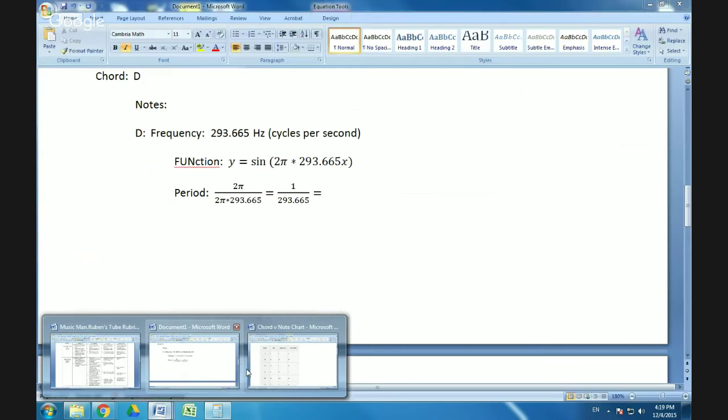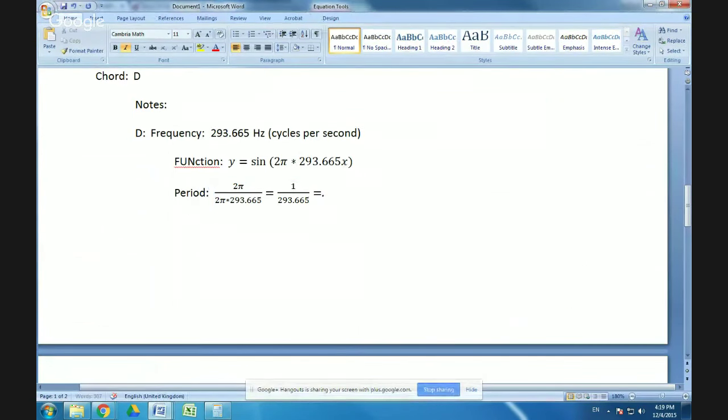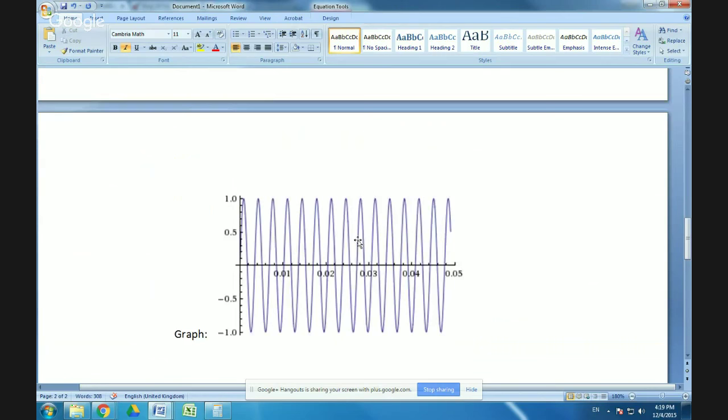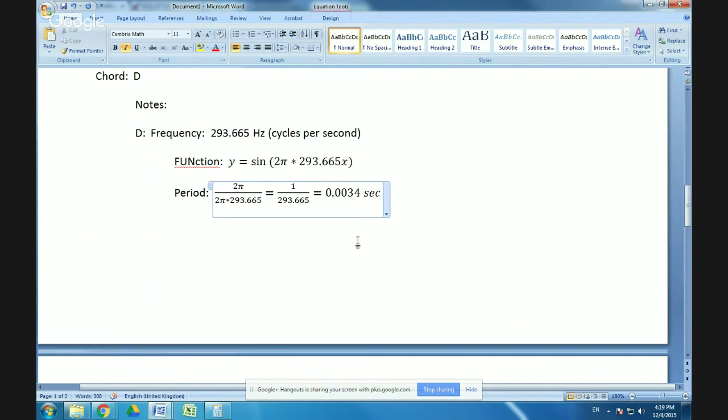0.0034. I just use a calculator for that. So every 0.0034 second, one period passes by your eardrum. All right. You have 6 of those to do. And you can see it took me about 2 or 3 minutes. It's not hard work, but it's practice, so you get it down. Okay? This type of question is on the final.